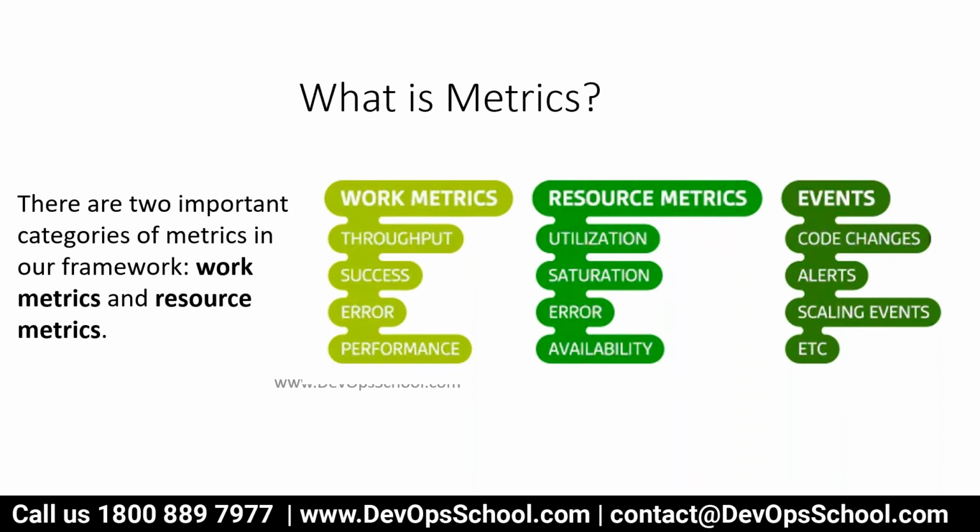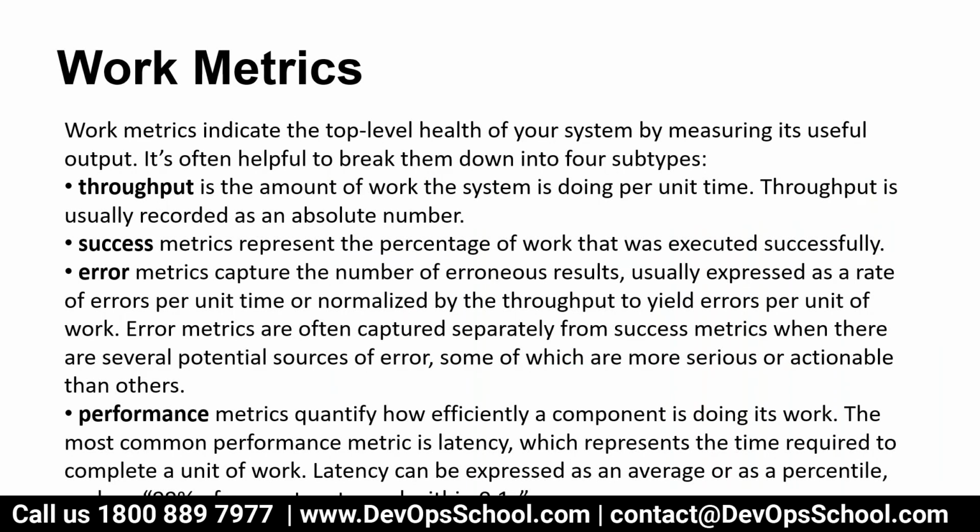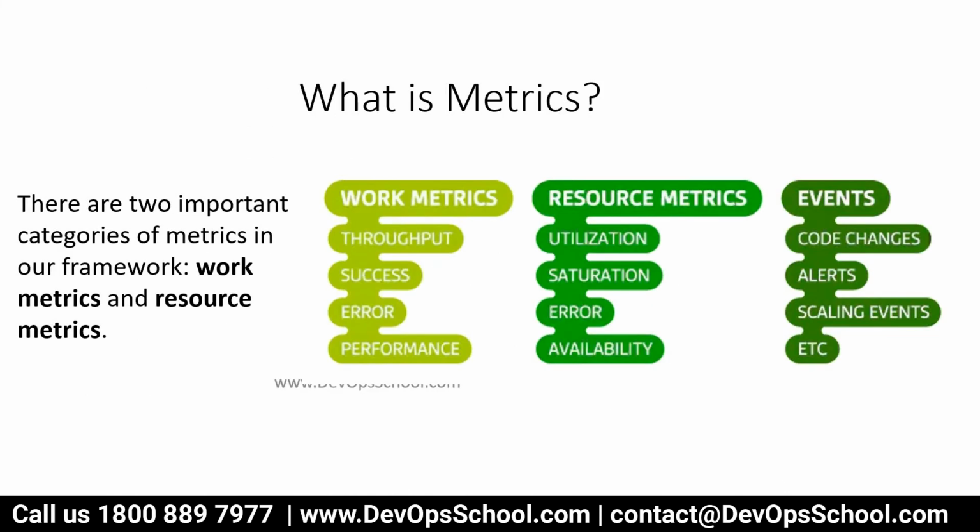So these are the different kinds of metrics you'll see: work metrics, resource metrics, event metrics, and so on. Work metrics mean throughput, success rate, errors, performance. Resource metrics mean utilization, saturation, error, availability. Event metrics mean code changes, alerts, scaling events, and so on. Work metrics, at a high level, you can see the throughput, success, error, performance, and so on.